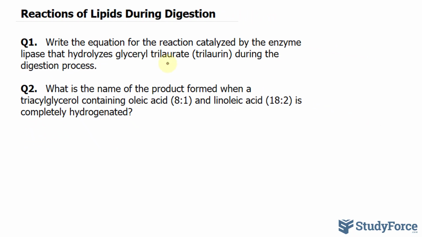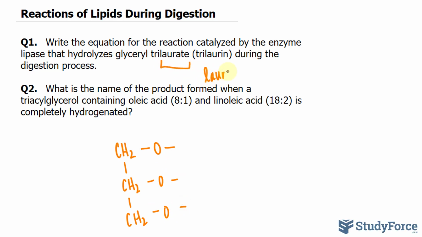First, we need to draw out what glycerol trilaurate looks like. I'll begin by drawing out the glycerol part of the molecule, CH2, CH2, and CH2, and we know that there are three ester bonds. From the name laurate, we are dealing with the fatty acid lauric acid. And lauric acid is a 12-carbon chain. It is saturated, so don't expect any double bonds.